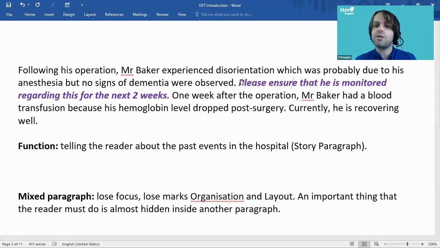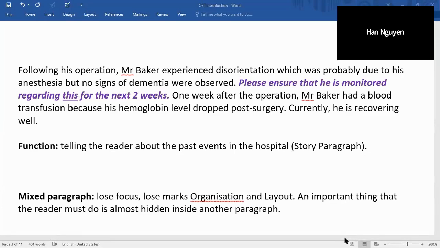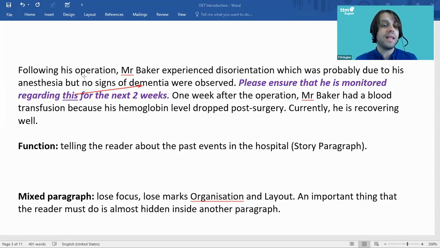When he says, please ensure that he is monitored for this, and if she's there, please make sure that she's monitored for this. What does that mean, this? Monitored for what? Yeah. So it makes sense, doesn't it? I mean, it seems relevant to put it in that paragraph because the two sentences are connected, aren't they?